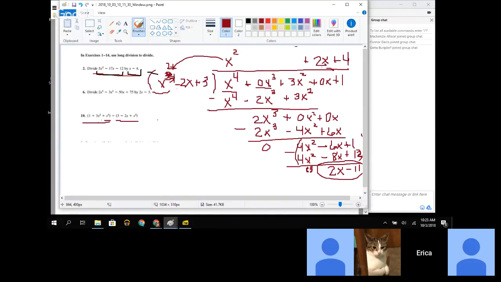Okay. So if I wanted to divide this, I could say that x squared minus 2x plus 3, right, times this up here, times x squared plus 2x plus 4 plus my remainder equals my original equation.